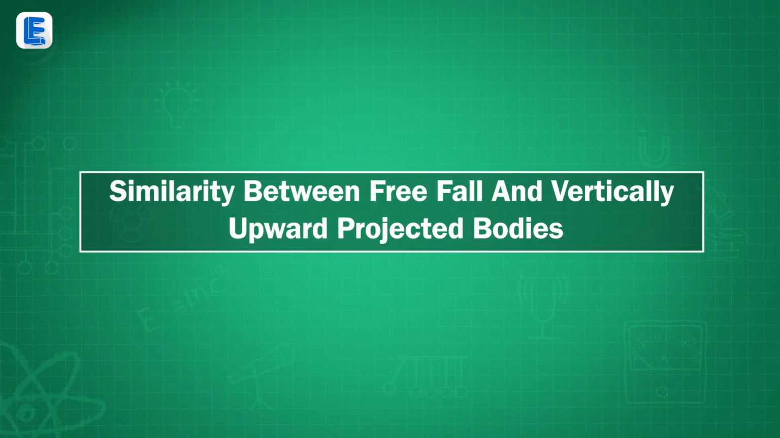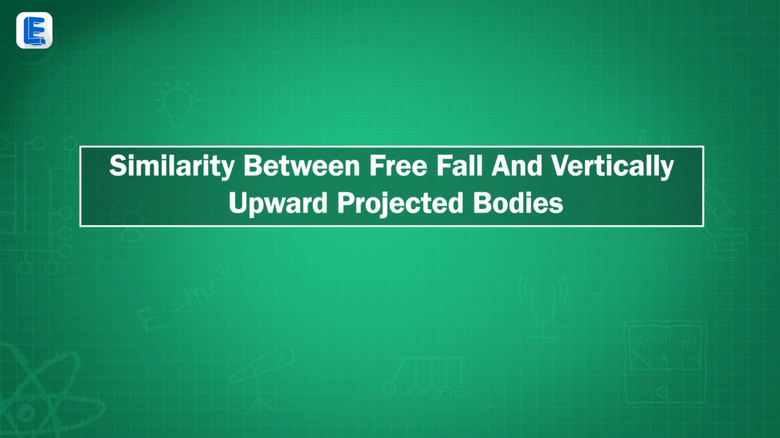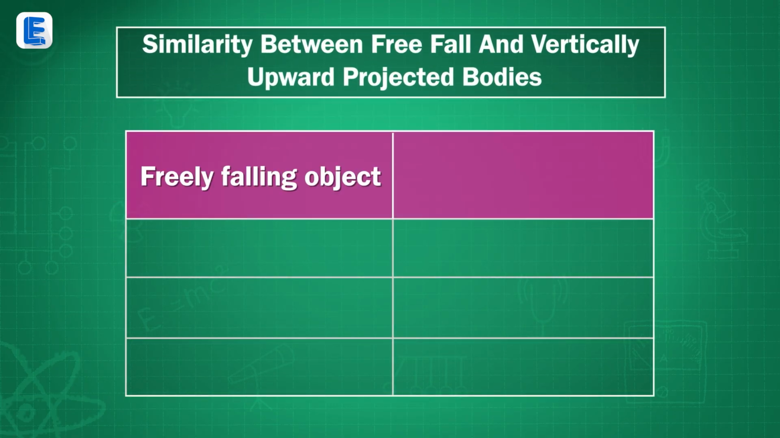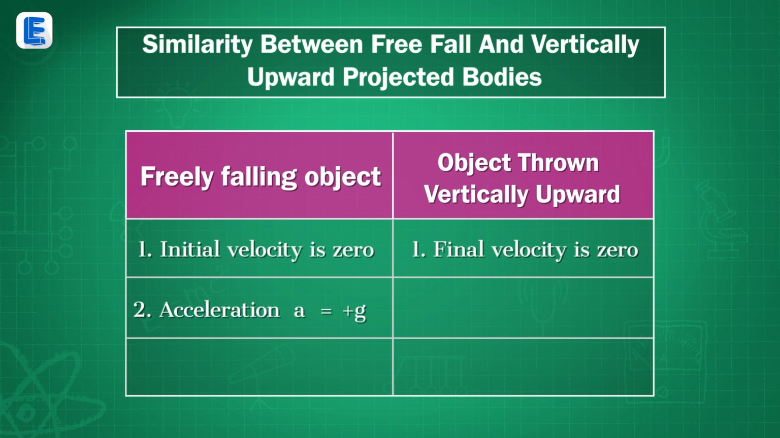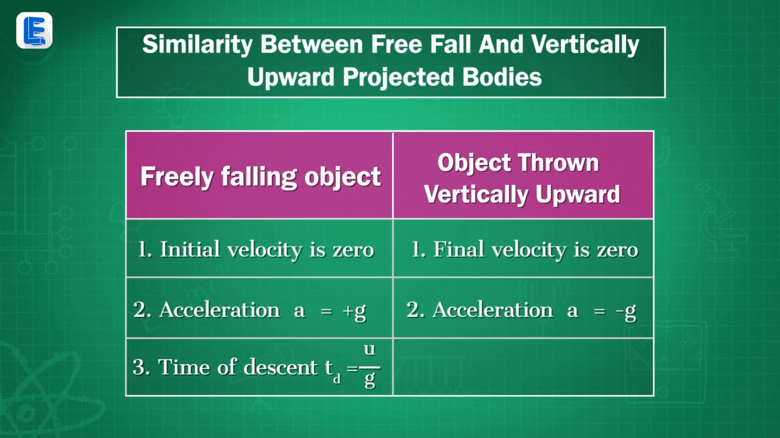Similarity between freefall and vertically upward projected bodies. For a freely falling object, initial velocity is 0. For an object thrown vertically upward, final velocity is 0. For a freely falling object, acceleration a is equal to plus g. For an object thrown vertically upward, acceleration a is equal to minus g. For a freely falling object, time of descent, td, is equal to u by g. For an object thrown vertically upward, time of ascent, ta, is equal to u by g.